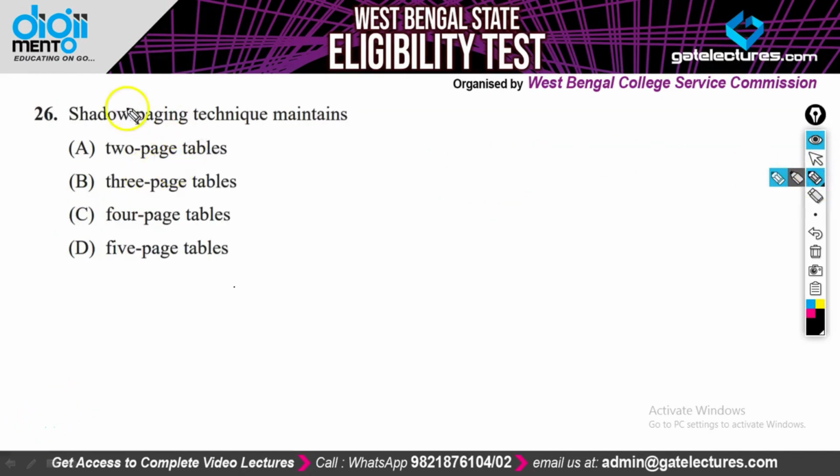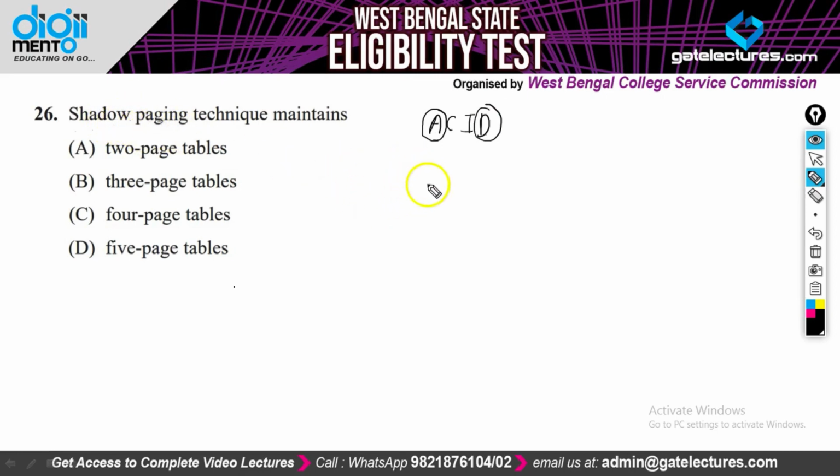Okay, so here we have a question: shadow paging techniques maintain 2 page tables, 3 page tables, 4 page tables or 5 page tables. Now shadow paging is a technique which is used in transactions, and we know there are 4 properties in a transaction that we have to maintain: atomicity, consistency, isolation and durability. Using the shadow paging technique, we basically ensure that 2 of these properties are well maintained, that is atomicity and durability. Now let's see how it is maintained and what the shadow paging technique basically is.